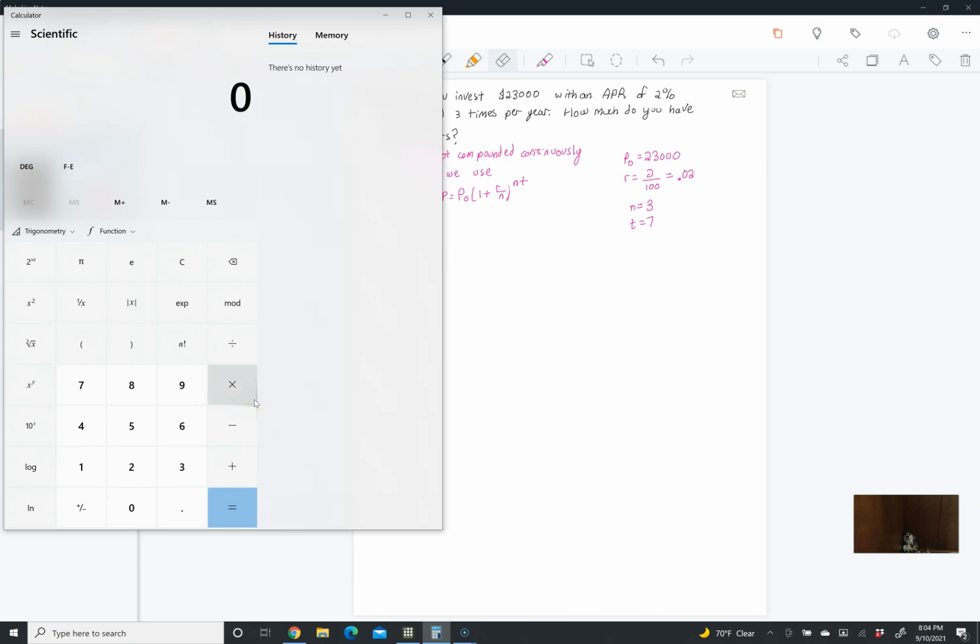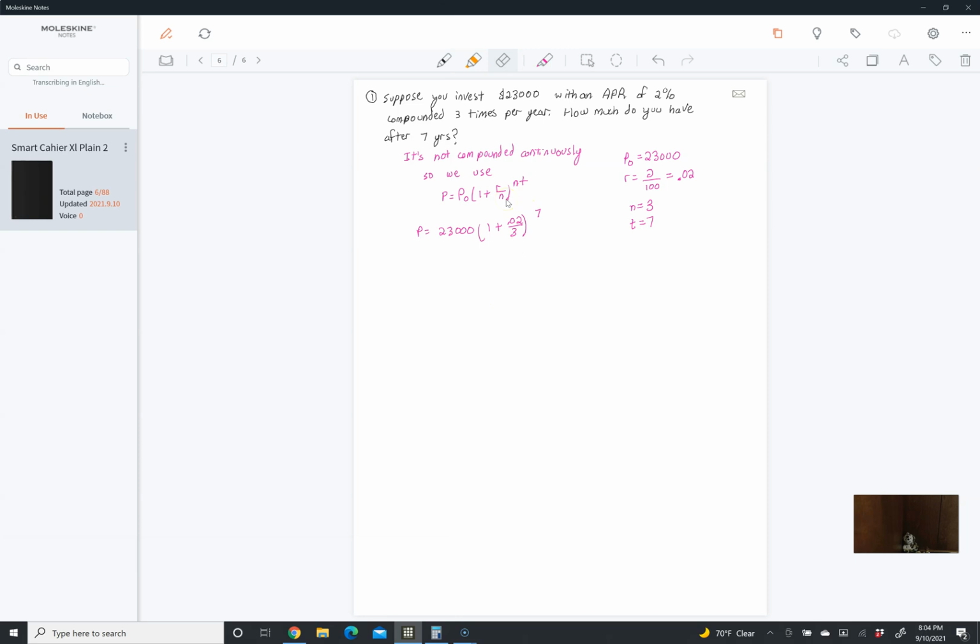Okay, and to plug it into your calculator, you're going to do what's inside the parentheses first. So let me just write this, that your P is 23,000 times 1 plus 0.02 over 3, to the 3 times 7. Okay, this is a 3. Sorry about that. I don't know why that's not coming out. Let me try it again. Okay, that's a 3.